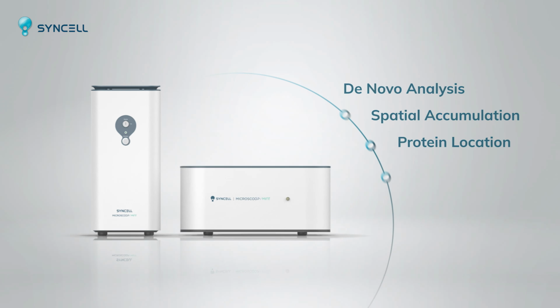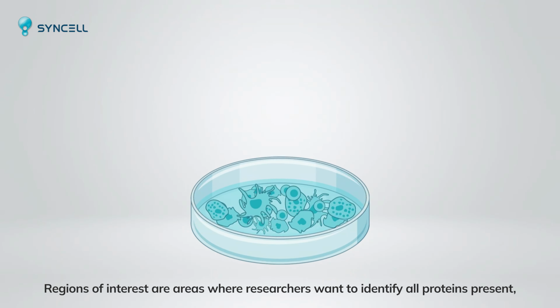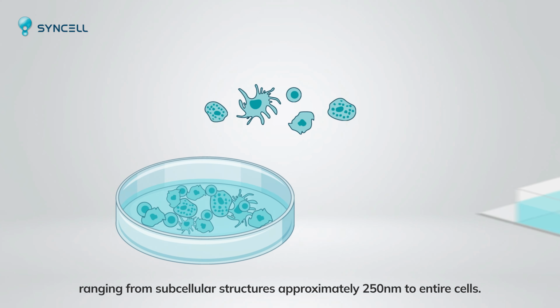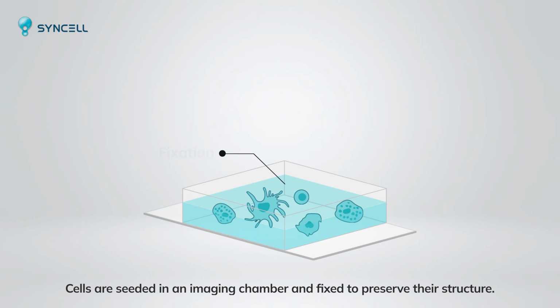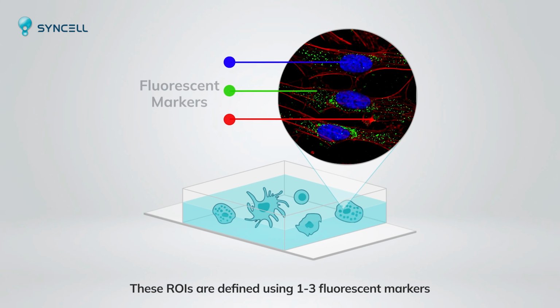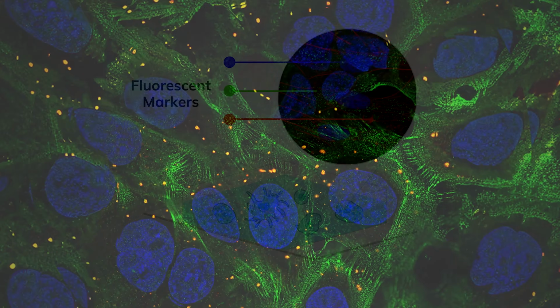than genes. Regions of interest are areas where researchers want to identify all proteins present, ranging from subcellular structures approximately 250 nanometers to entire cells. Cells are seated in an imaging chamber and fixed to preserve their structure. These ROIs are defined using 1 to 3 fluorescent markers or other visual landmarks visible under a microscope.